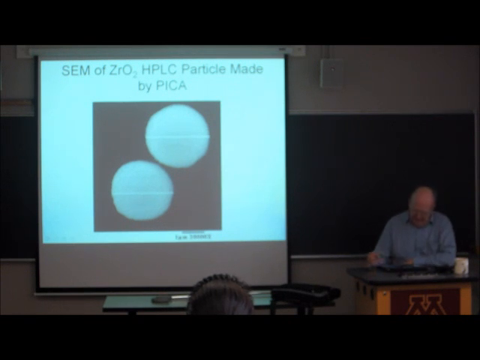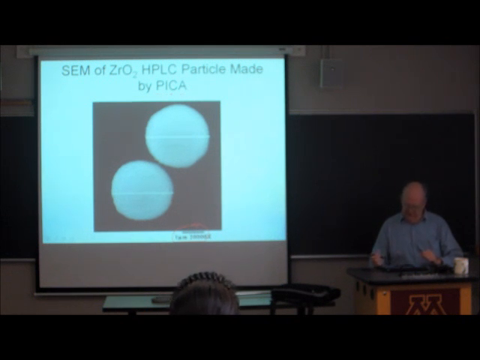Here's an LC particle. It's a zirconium dioxide particle made by a special process called polymer-induced colloid aggregation, which is a really neat process because it makes particles virtually monodisperse. And that's what this picture was intended to convey, that these two particles are almost exactly the same diameter, and they weren't cleaned up to be the same diameter. Here's a 1 micron marker. So these are about 2.5 to 3 microns in diameter.